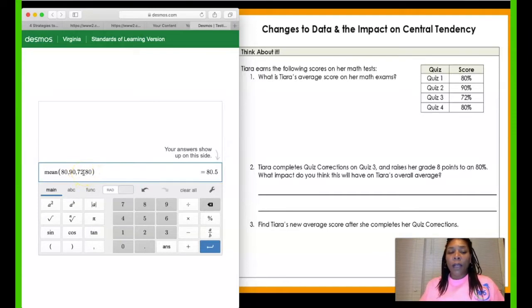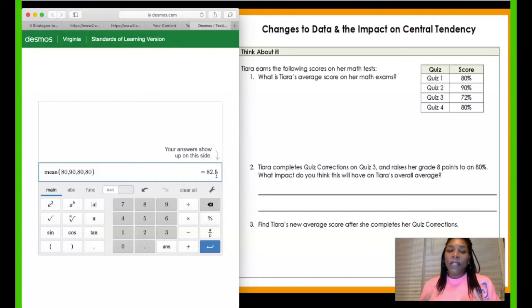So I'm going to click on the 72 and delete that number and place in the number 80. And what happens? I get an 82 5/10%. That is one way I can do it. So in the Desmos online calculator, you can just make that simple change.